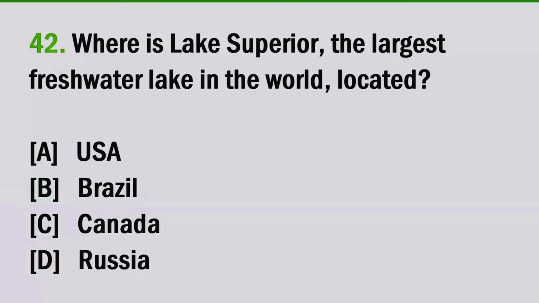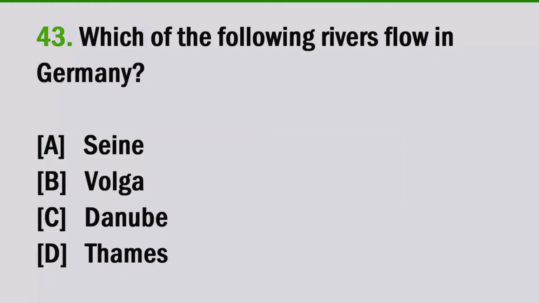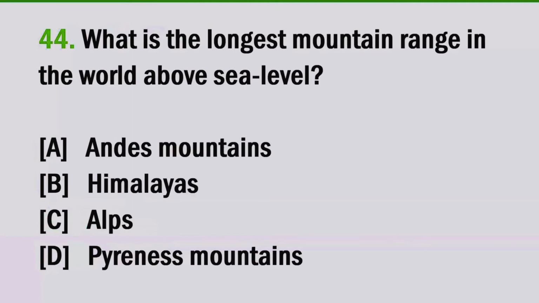Where is Lake Superior, the largest freshwater lake in the world, located? Answer A. USA. Which of the following rivers flow in Germany? Answer C. Danube. What is the longest mountain range in the world above sea level? Answer A. Andes Mountains.